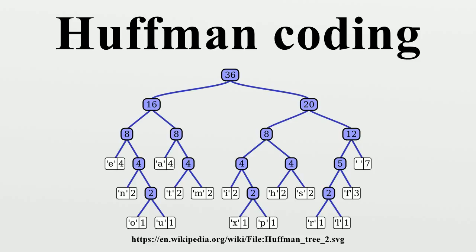Huffman coding uses a specific method for choosing the representation for each symbol, resulting in a prefix code. Huffman coding is such a widespread method for creating prefix codes that the term Huffman code is widely used as a synonym for prefix code, even when such a code is not produced by Huffman's algorithm.